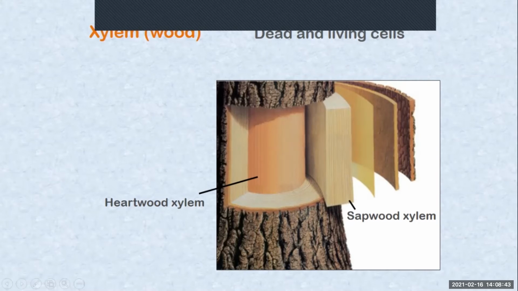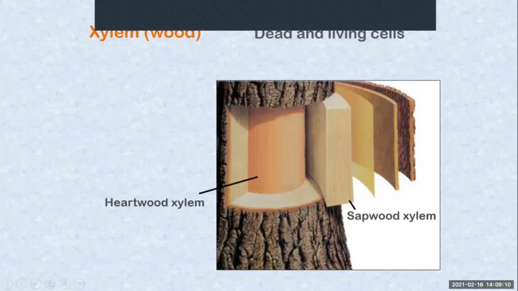Okay, xylem. Xylem is your wood tissue, and this consists of dead and living cells. So the xylem has both dead and living cells. Some of the dead cells need to be dead to function, while some of the living cells, of course, need to be alive to function. And of course, we have sapwood xylem and heartwood xylem.